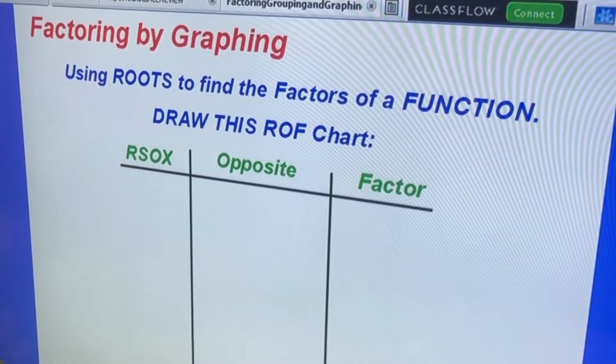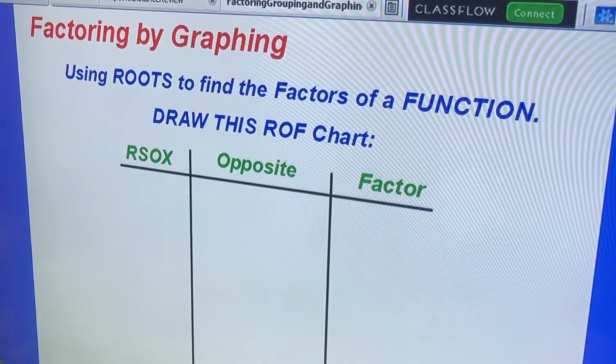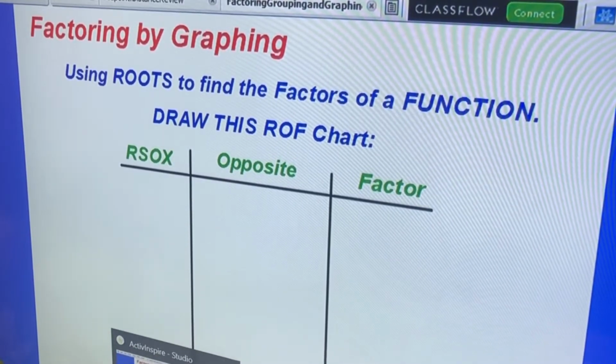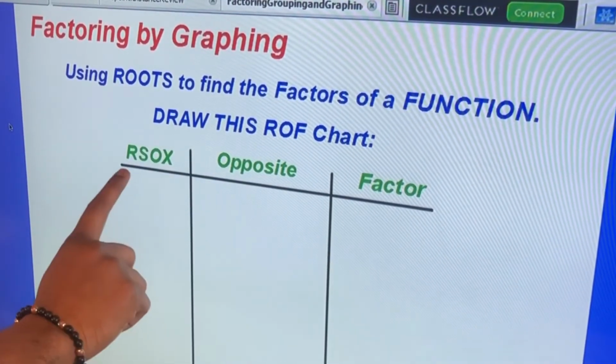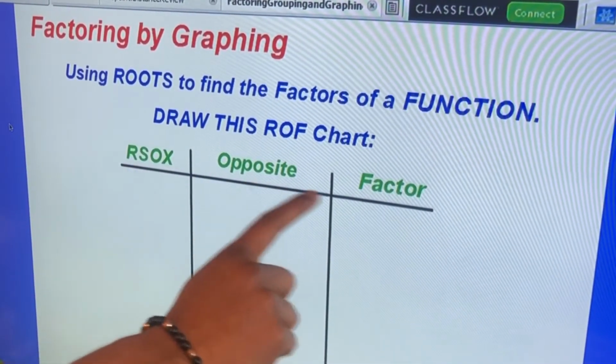Back. In this unit, we're going to learn how to factor by graphing. I want you to be comfortable with this program I use called Desmos, and that's where we will graph our quadratic functions. And I'm going to use the concept of roots. When you factor by graphing, draw this table every time. It says roots, opposite, and factor.